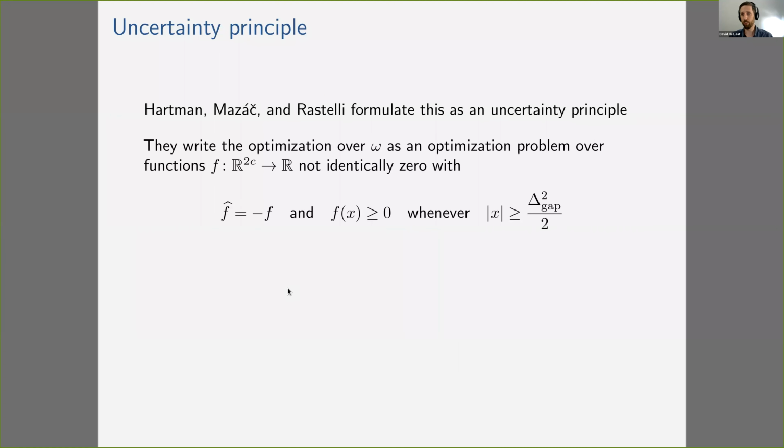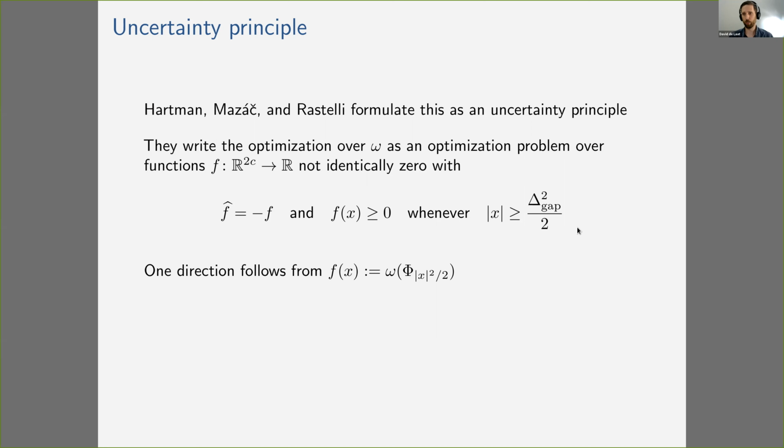They formulated this as an optimization problem over functions f from R^(2c) to R that are not identically zero, which are an eigenfunction for the Fourier transform with eigenvalue -1, and which have the following inequality constraints. So f of x is non-negative whenever the norm of x is at least this number here.